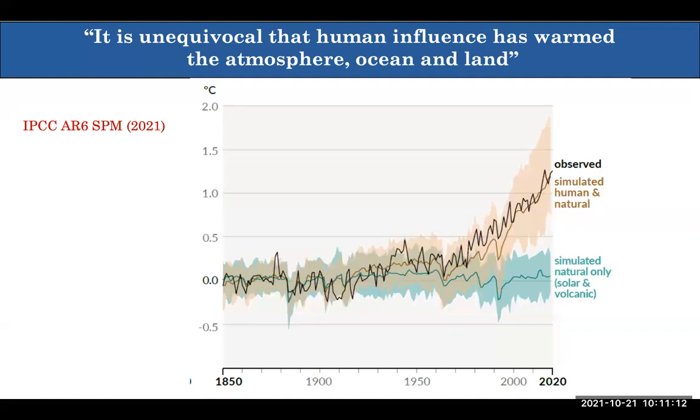This figure represents the status of where we are for the explanation of this observed warming. In black, you have the observed warming that I just showed you, and in orange and blue, you have two sets of ensemble of simulations. In blue, you have simulations by a range of models that only include natural forcings. Those natural forcings are from solar and volcanoes.